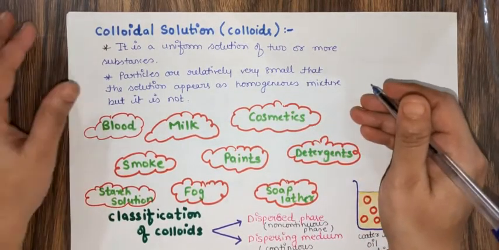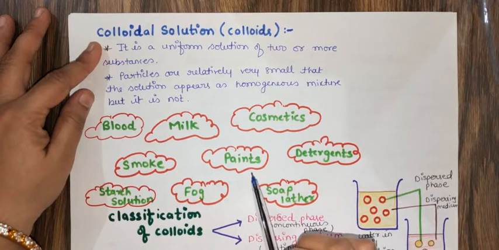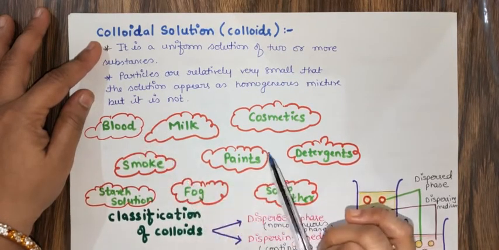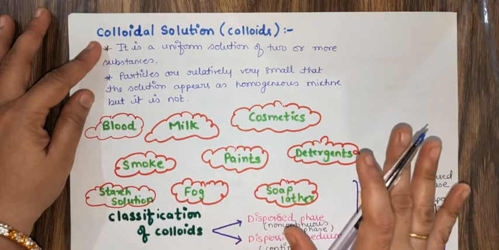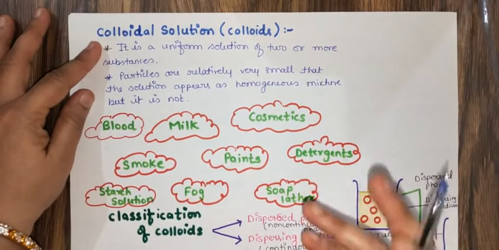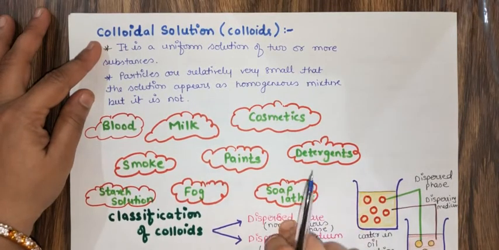You can see examples: blood, milk, cosmetics, smoke, paints, detergents, fog, starch solution, soap, leather formation. All these examples and many more are examples of colloids. When you look at these solutions with your naked eyes, they appear homogeneous because everything is mixed so thoroughly, but they are actually heterogeneous. How to know whether it is homogeneous or heterogeneous? For that there is one experiment, which I will tell you in the last part of this video.